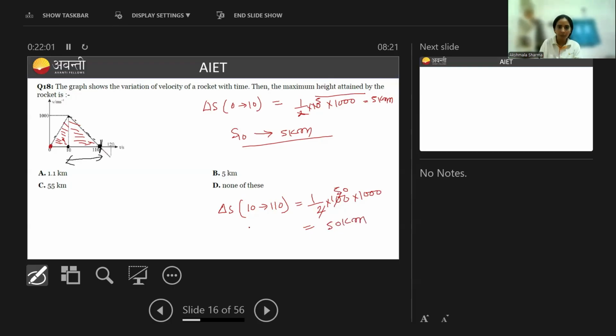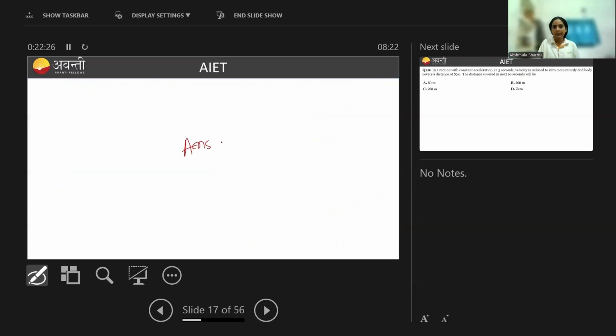Okay. So here if you write, this is S110 minus S10. Okay. So what is S110? So this is 50 plus S10, and this will become equal to how much? 55 kilometers. So correct answer will be what? Correct answer will be your C. Okay, this is question number 18. Yes. So correct answer is your C.